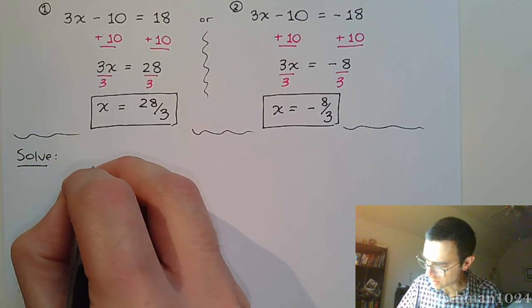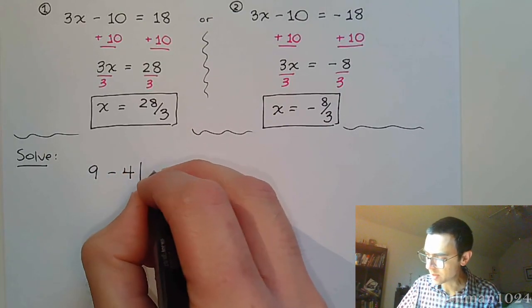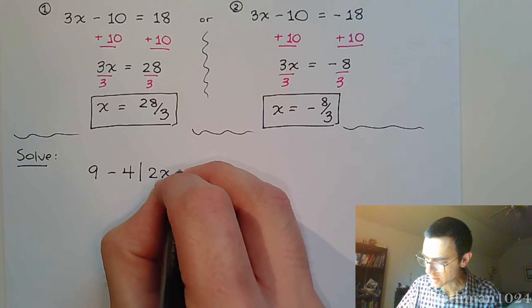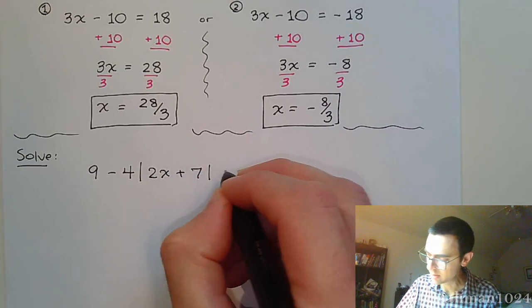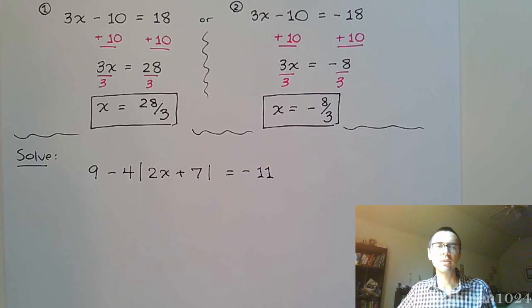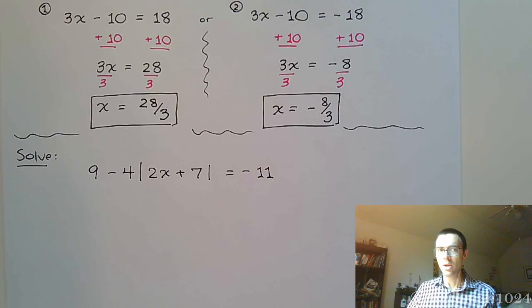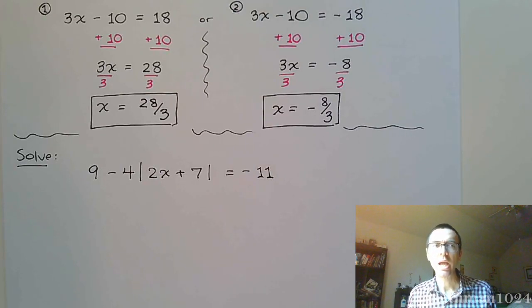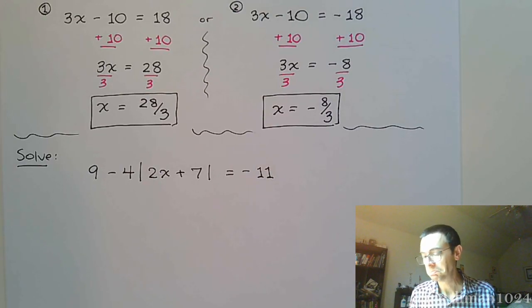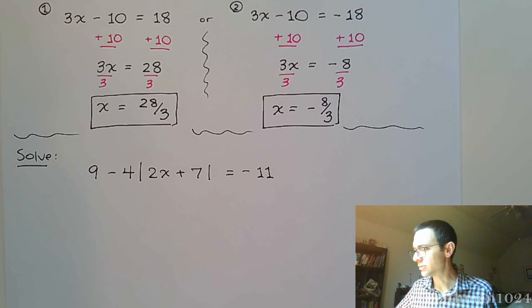Alright, so let's do 9 minus 4 times the absolute value of 2x plus 7 equals negative 11. Alright, so the big picture here is an absolute value equation, and you need to get the absolute value by itself. Okay, so start peeling away those layers until you get the absolute value by itself.